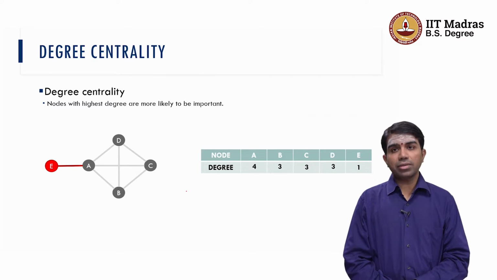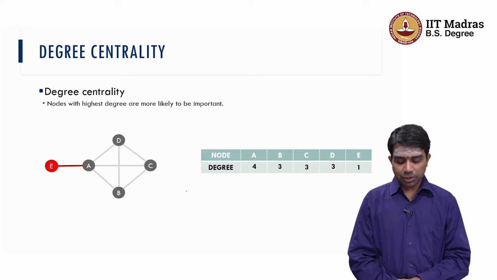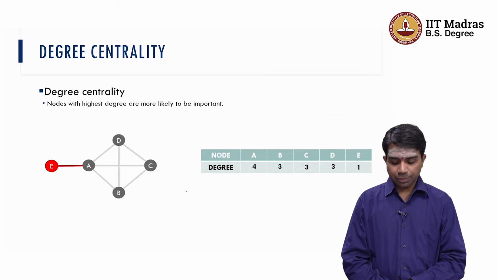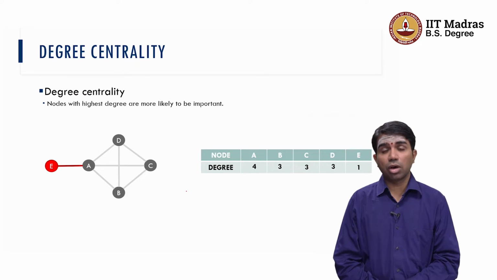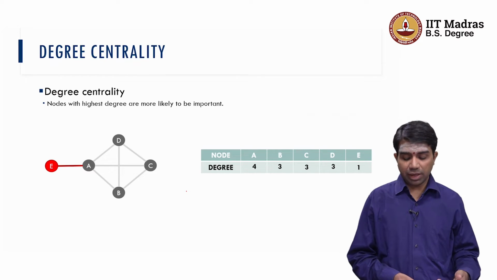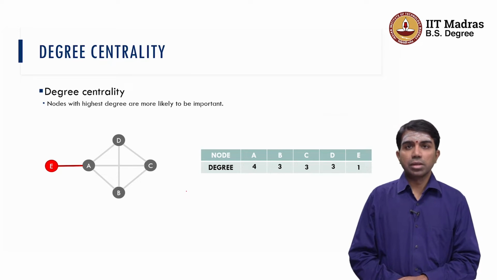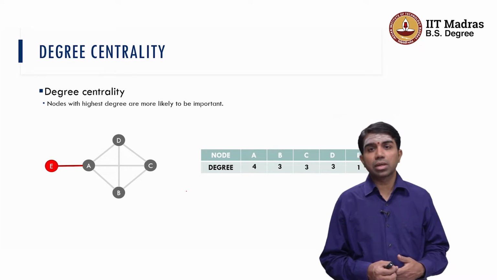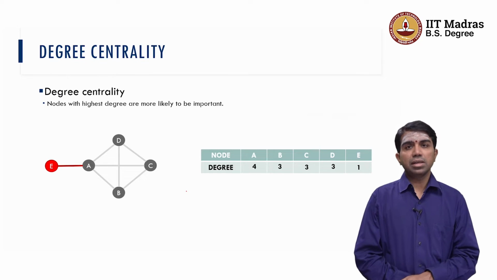These are the degrees for each of the nodes in this very simple graph. You can also normalize this by total degree. Here the total degree is, I think, 14. So you can have degree centralities as a normalized version, where the degree centrality of A is 4 by 14 and E is 1 by 14 and so on. There are various ways to compute the importance of a node, and simple degree is one of them.